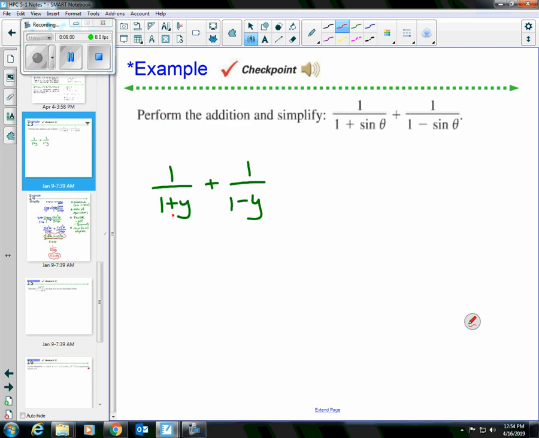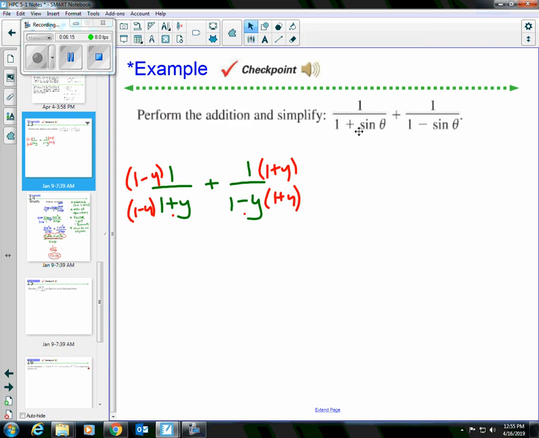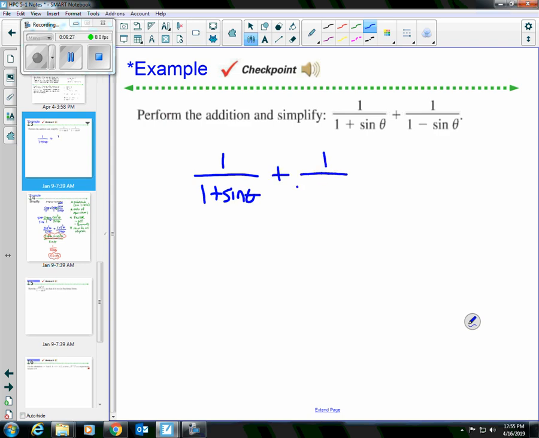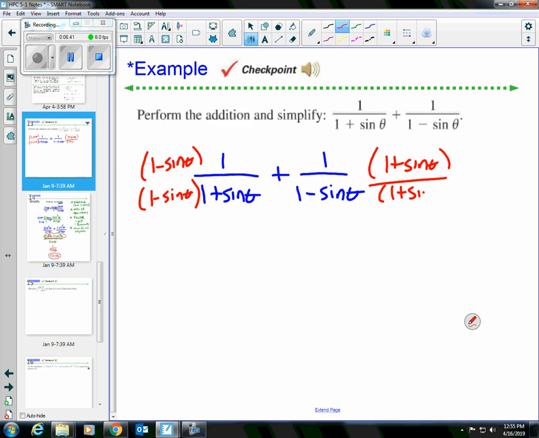So that means in our common denominator, we would need to have both of those factors. So I would be multiplying by 1 minus y top and bottom in the first one, and I'd be multiplying by 1 plus y in the second one. And that's exactly what we're going to do, but with the sine version, the trig function instead. So that's our strategy. I'm going to go ahead and do that with our trig function version. I'm going to multiply that first fraction by 1 minus sine of theta, top and bottom. So 1 minus sine, 1 minus sine. The second one I'm going to be multiplying by 1 plus sine, top and bottom, to get that common denominator.